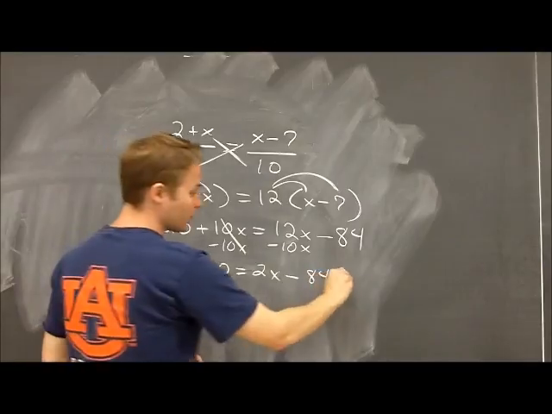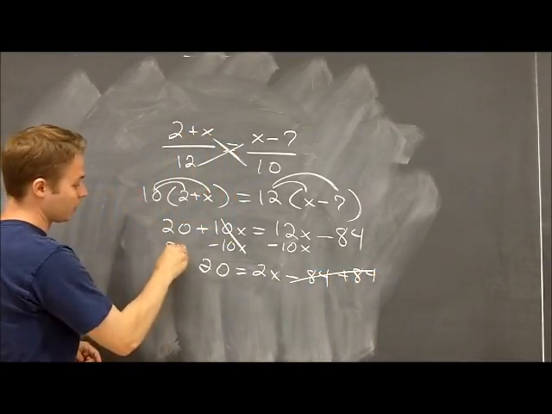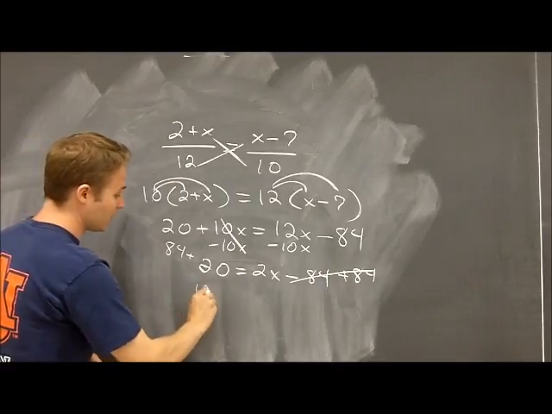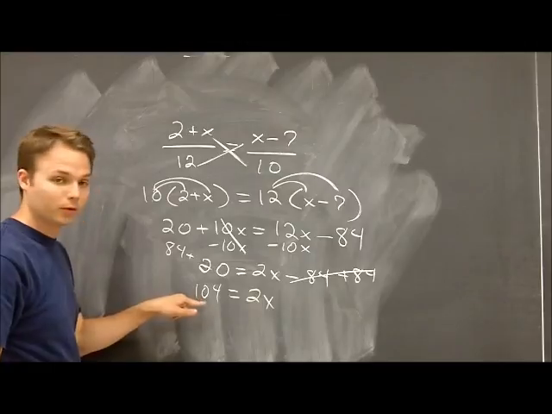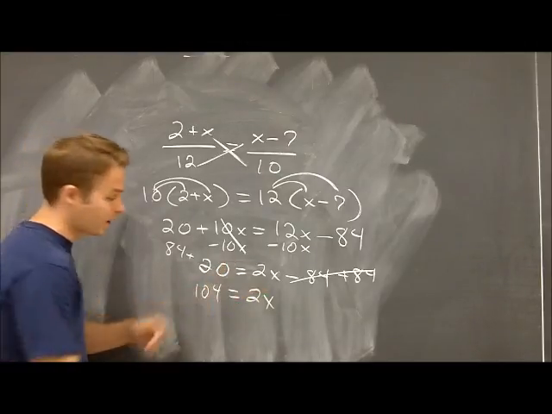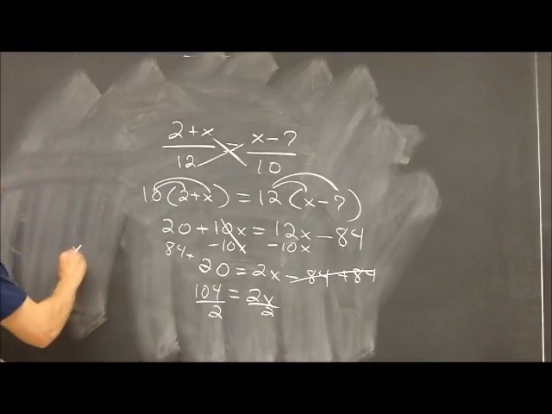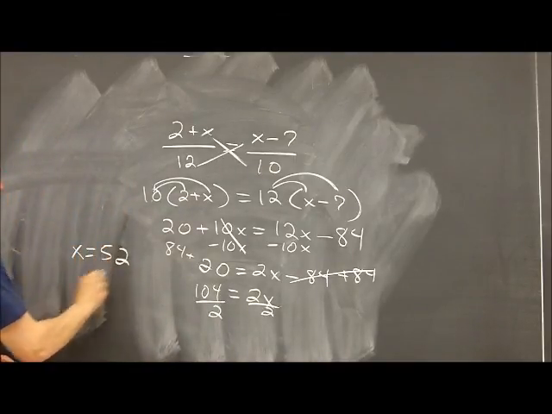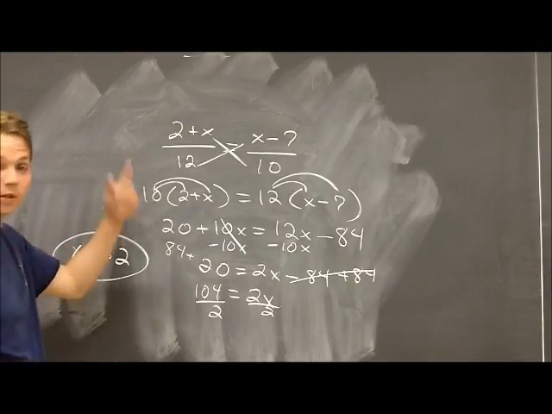But now I can add 84 to both sides. So if I add 84 here, those will cancel out. And I'll add 84 to this side and end up getting 104 is equal to 2x, so 104 equals 2x. Now we'll just divide both sides by 2. And we'll end up getting that x is equal to 52 for this problem. And all of these proportions will be solved the same way.